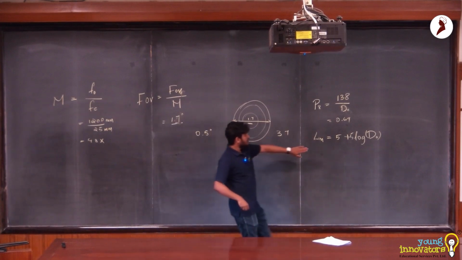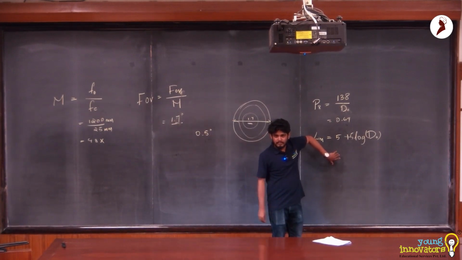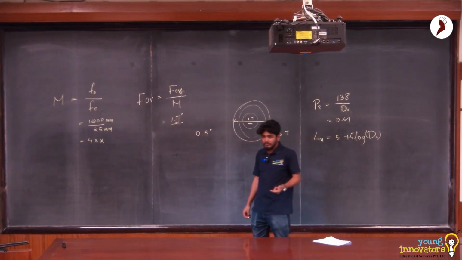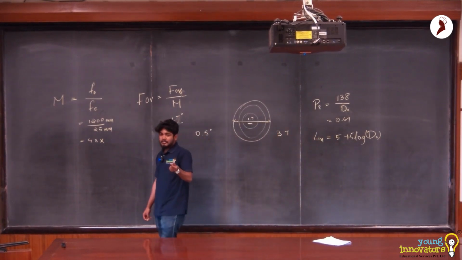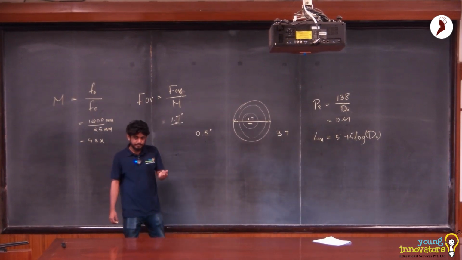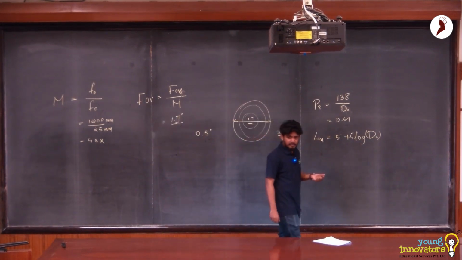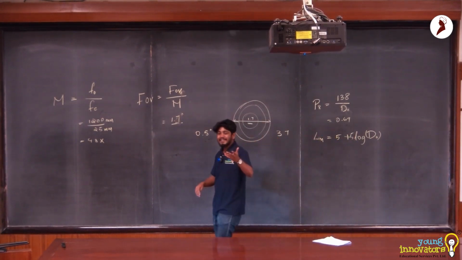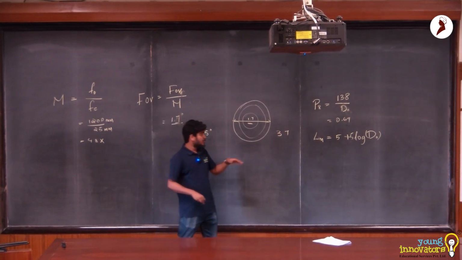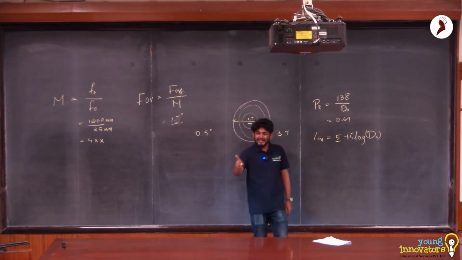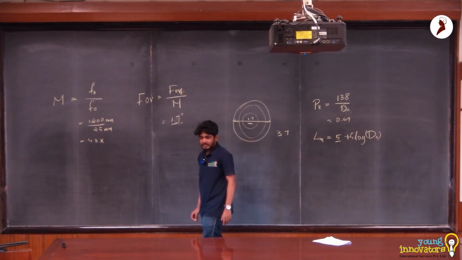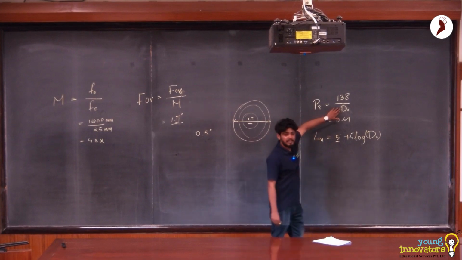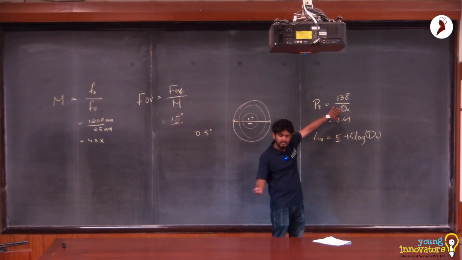Now you may wonder why this 5 comes. The 5 is a standard value for a 1 centimeter telescope, or 1 centimeter aperture. We always like to have standard values known so that you can use them for further calculations. So the 5 is the limiting magnitude of a 1 centimeter aperture. D is the aperture itself, the diameter of the mirror or the objective lens.